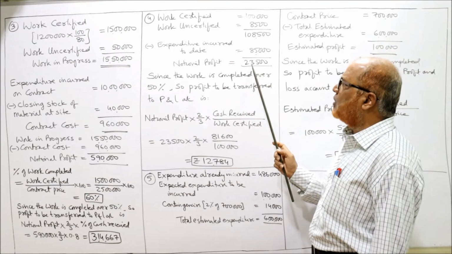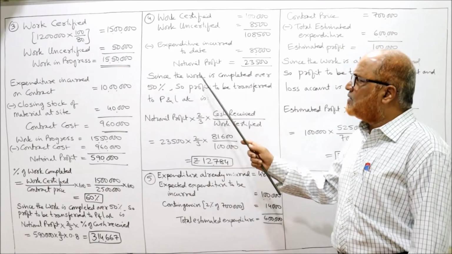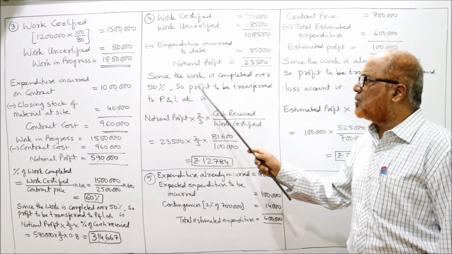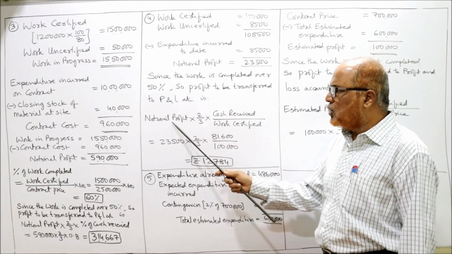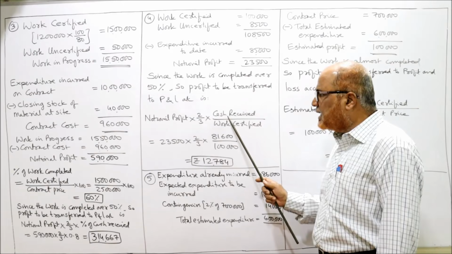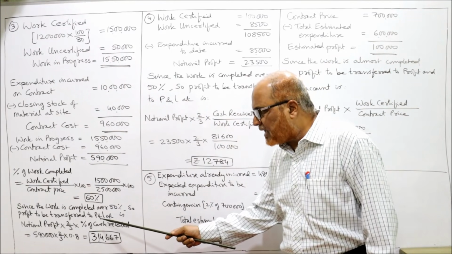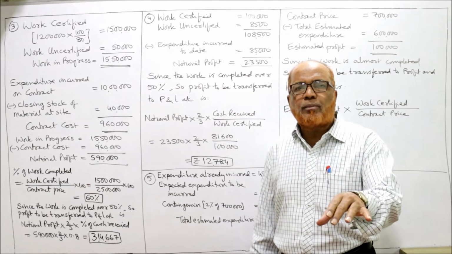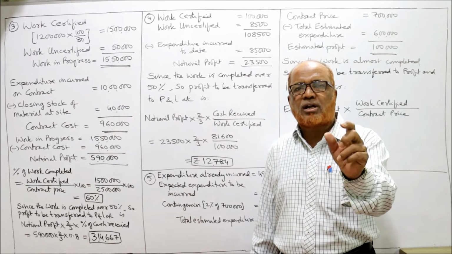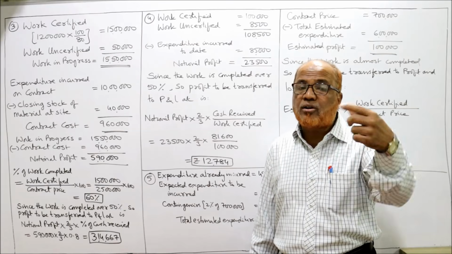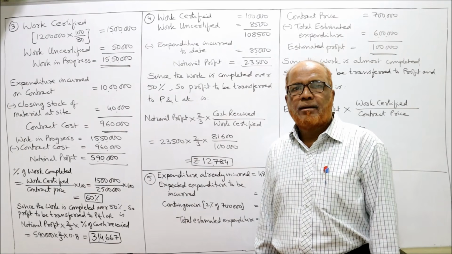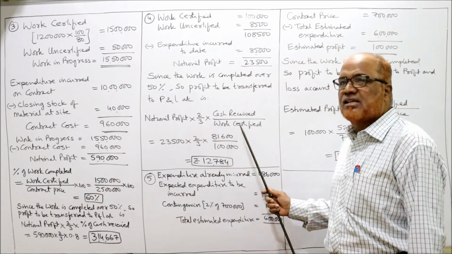So notional profit we got 23,500. Since the work is completed over 50%, profit to be transferred to P&L account is notional profit into 2/3 into cash received by work certified. In some problems, percentage of cash received is given. In some problems, percentage of cash received is not given, but cash received and contract price is given. Cash received and work certified is given.